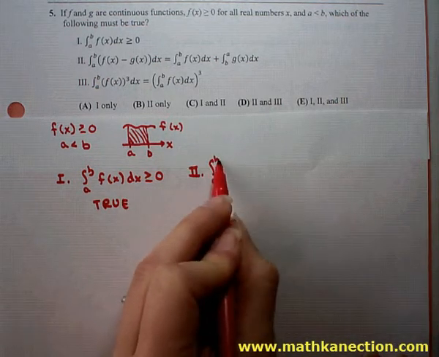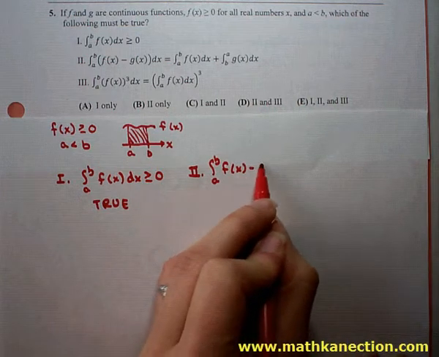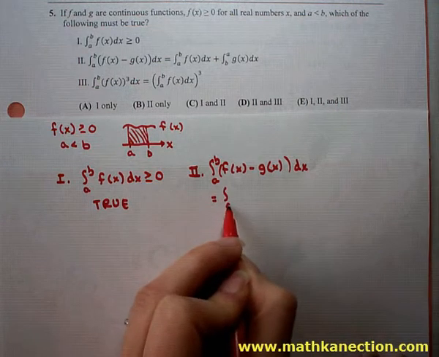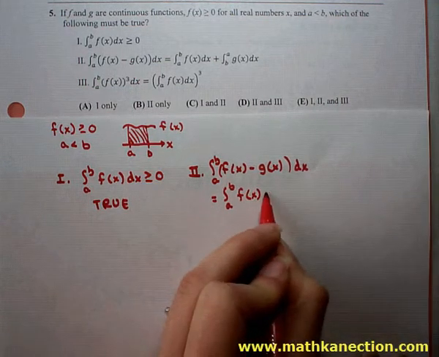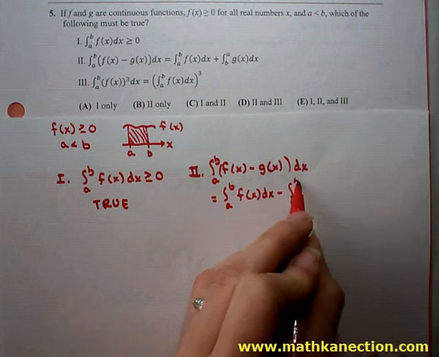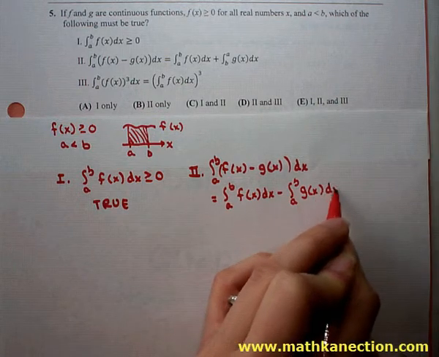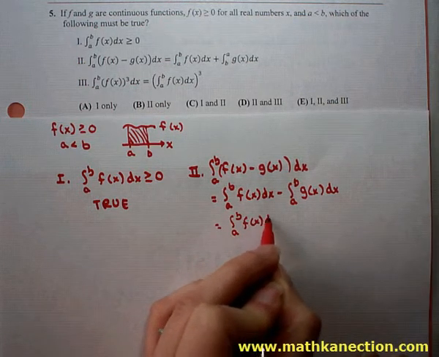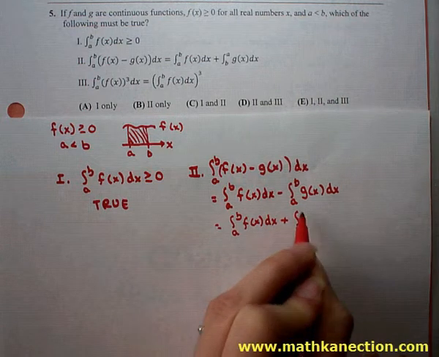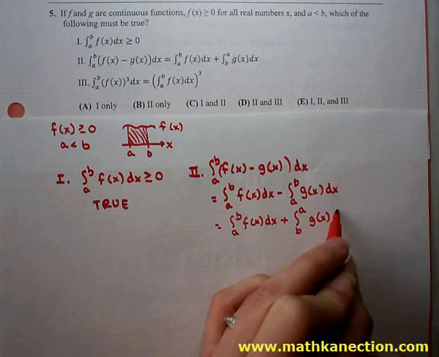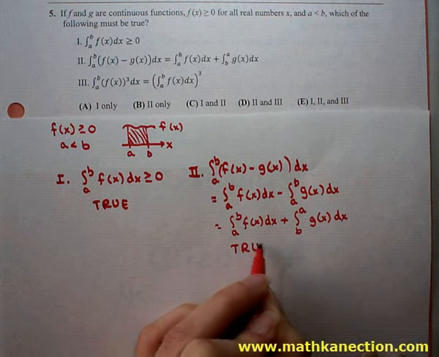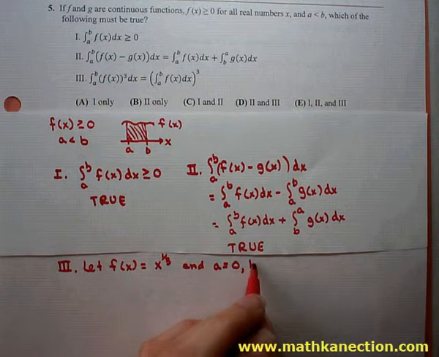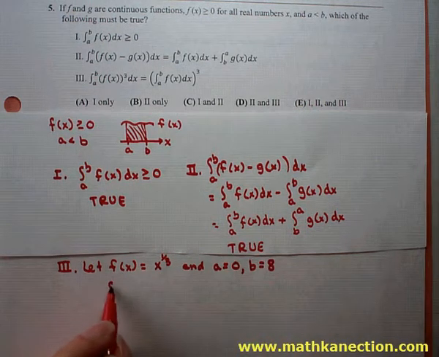The second scenario, we're looking at the integral from a to b of f of x minus g of x dx, and is that going to be equal to the integral from a to b of f of x dx minus the integral from a to b of g of x dx? Well, if we have a negative sign and we want to flip the integral, then we're talking about the integral from a to b of f of x dx plus the integral from b to a of g of x dx. So the integral limits switch and the integral becomes negative. So that's true.